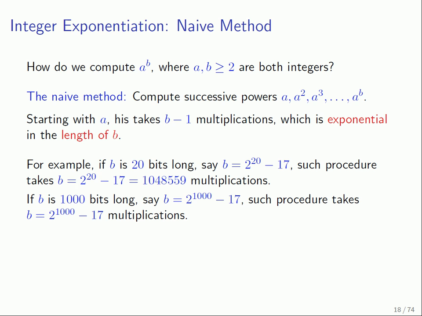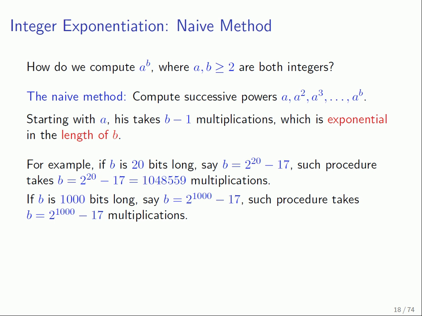Okay, so I start by talking. That's actually the first point where I talk about efficiency. So let's say we want to do a to the b, raise 2 integers, a raised to the power b. So the naive way to do it is to compute a square, a to the third, and so on. So each time you multiply again. So it takes b minus 1 multiplications.